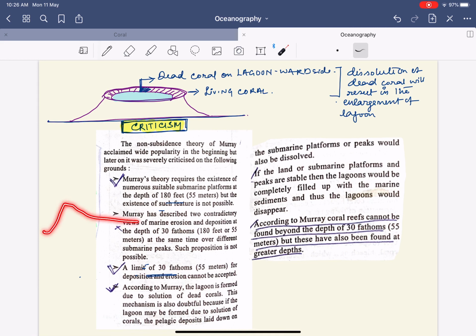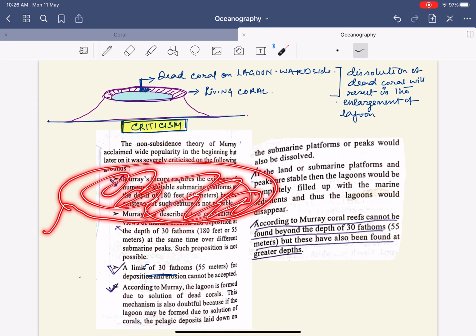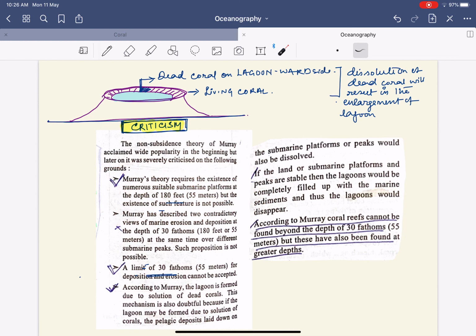He says that the atoll has been formed, and within this atoll, the entire middle of the lagoon lake is formed of the dead corals, which keep on dissolving, and this further leads to the enlargement of the lagoon. See, this is the figure. It says that there are dead corals on the lagoonward side, means this part, and we have the living corals on the seaward side, means this is the sea. Dissolution of the dead coral will result in the enlargement of the lagoon. Simple.